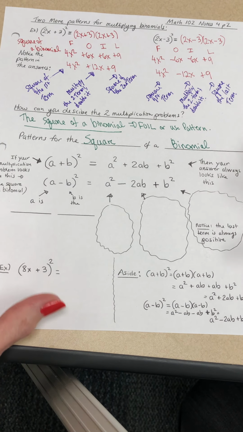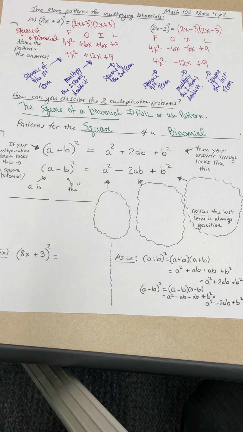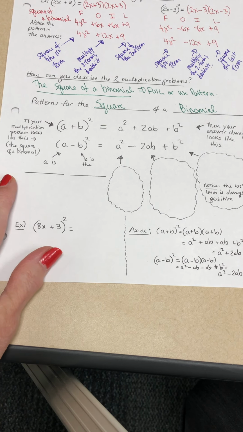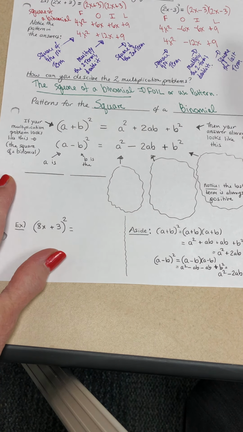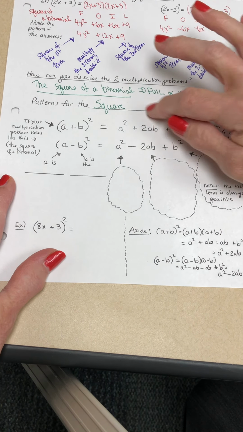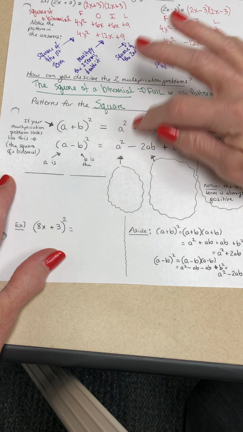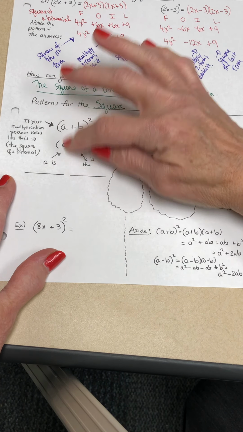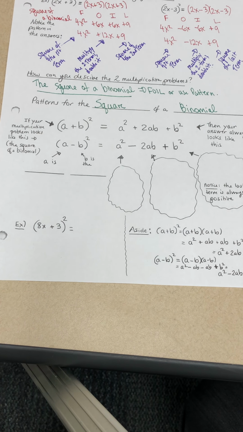Two terms in parentheses squared. So here are both patterns at the same time because they're almost identical. A plus b quantity squared is a squared plus 2ab plus b squared. A minus b quantity squared is a squared minus 2ab plus b squared. So notice in the answer, the only difference is the sign of the middle term. Notice in the problem, the difference is the sign between the two terms inside the parentheses.